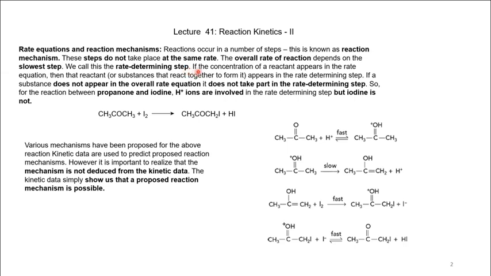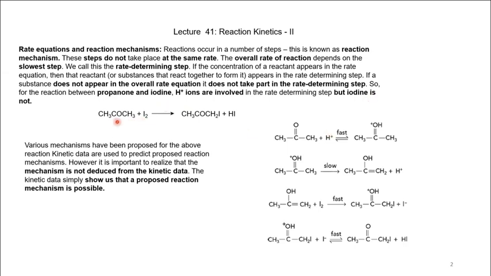We will take the concentration of the reactant that appears in the rate equation, and then the reactant appears in the rate determining step. If a substance does not appear in the overall reaction rate equation, then it is not in the rate determining step. So we take an example and then explain this again.